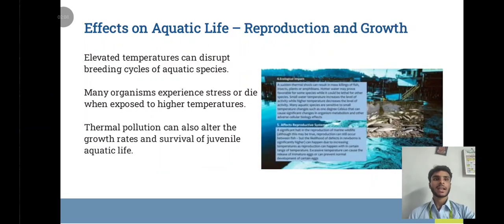Effects on aquatic life: reproduction and growth. Elevated temperature can disrupt breeding cycles of aquatic species. Many organisms experience stress or die when exposed to higher temperatures. Thermal pollution can also alter the growth rates and survival of juvenile aquatic life.